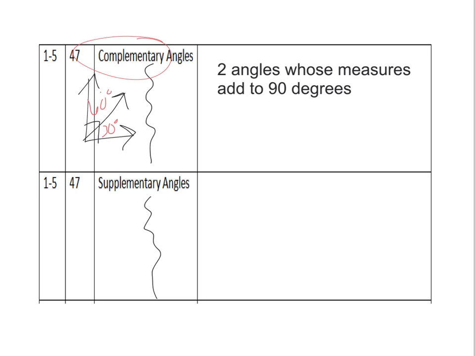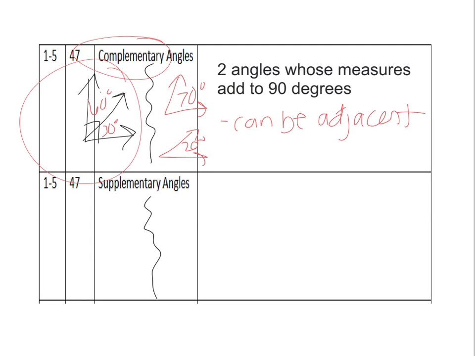Angles don't have to be adjacent, but they can be adjacent. An example of ones that aren't adjacent, so aren't next to each other, would be like if we drew angles like this and we said that's 70 degrees, and we drew another one and we said like that's 20 degrees. They still add up to 90, but they aren't next to each other like this picture, so they'd still be complementary.